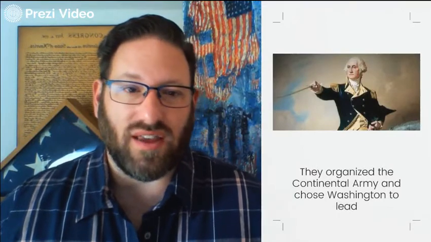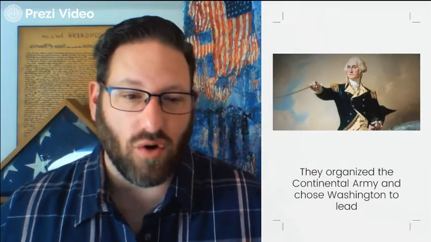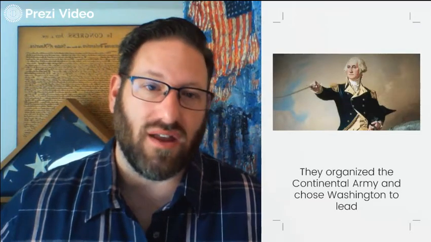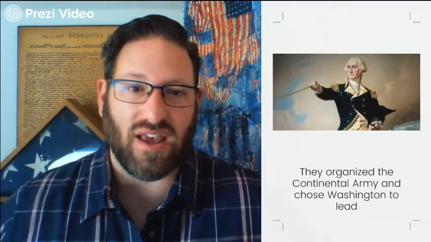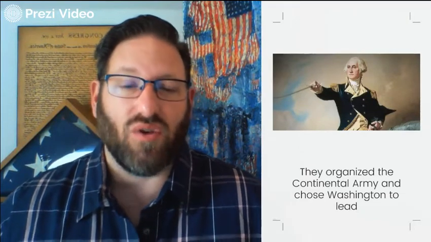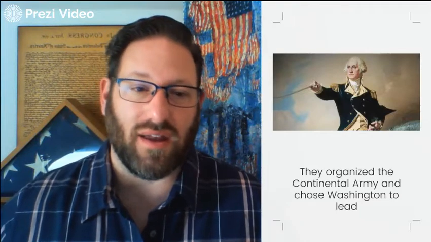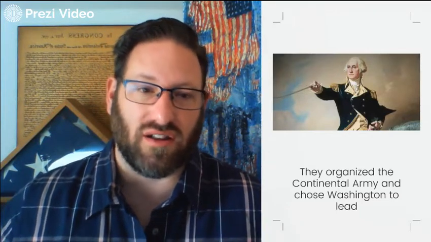So now what we're going to see is that the Second Continental Congress has a number of things they have to do. First and foremost, they need to organize a Continental Army. If the King and Parliament have said blows must decide, then we have to be prepared for blows. We have to be prepared to defend ourselves. So they organize the Continental Army and they choose George Washington to lead it.